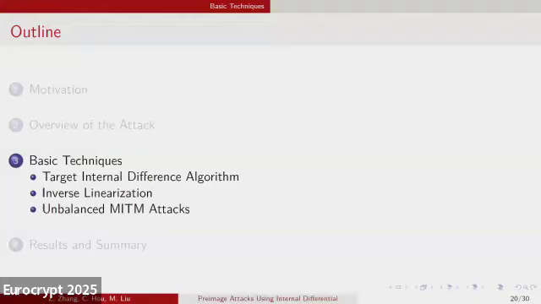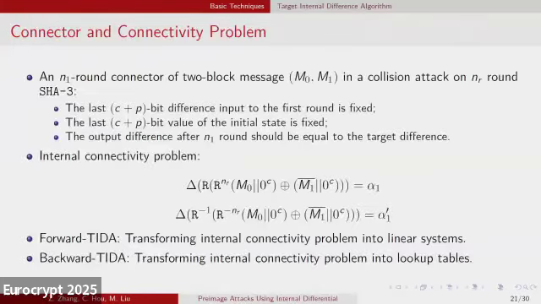Now let's introduce the basic techniques. The first technique is the target internal difference algorithm. The target difference algorithm was proposed to construct the connector in a collision attack. An n-round connector is actually an algorithm to output messages satisfying the following three conditions. And in internal differential analysis, this problem can be transformed into an internal connectivity problem as in the following formula.